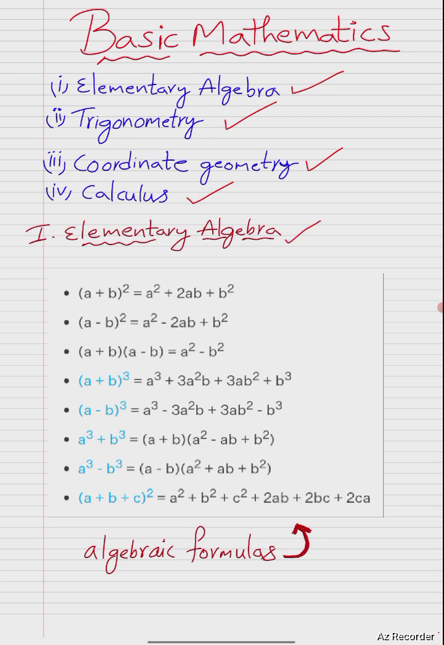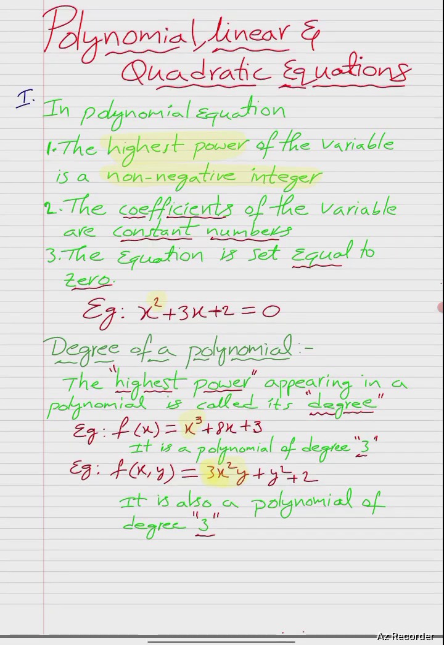And here I have provided some basic formulas which we frequently use in physics. Take a look at this and then we'll move on to the next slide. Here we'll discuss types of equations, which are polynomial, linear and quadratic equations.